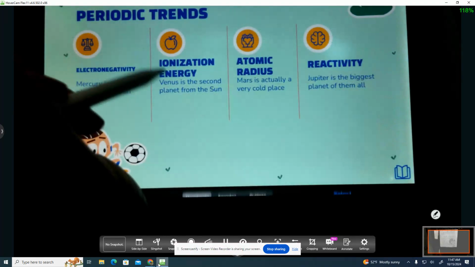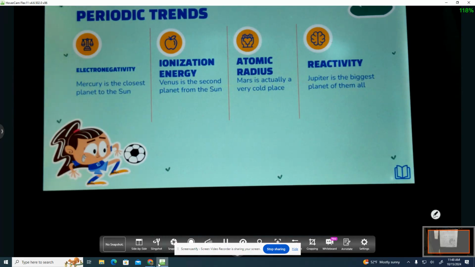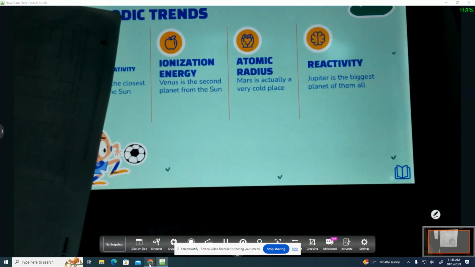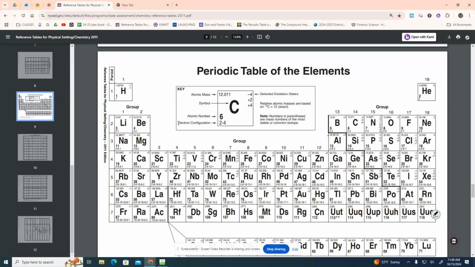You all right, Kevin? How do you find the oxidation levels? They're the same as the charge. So they're right here. If you look, see how it says oxidation numbers? Select oxidation numbers. Okay, that's just these charges. It's just a fancy way of saying charges.